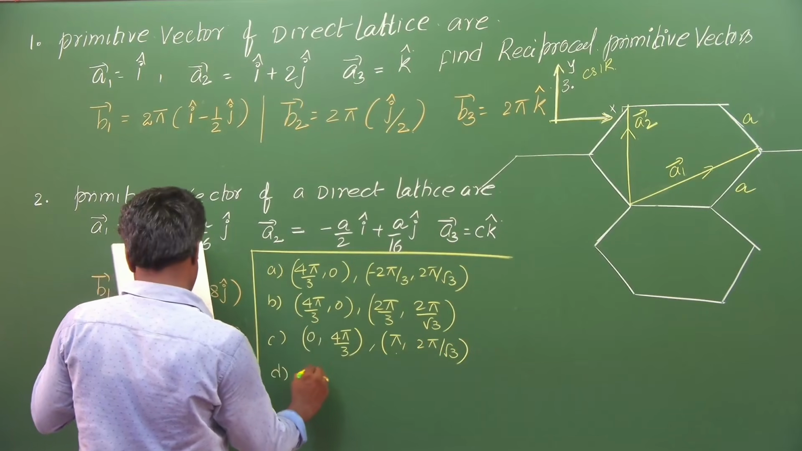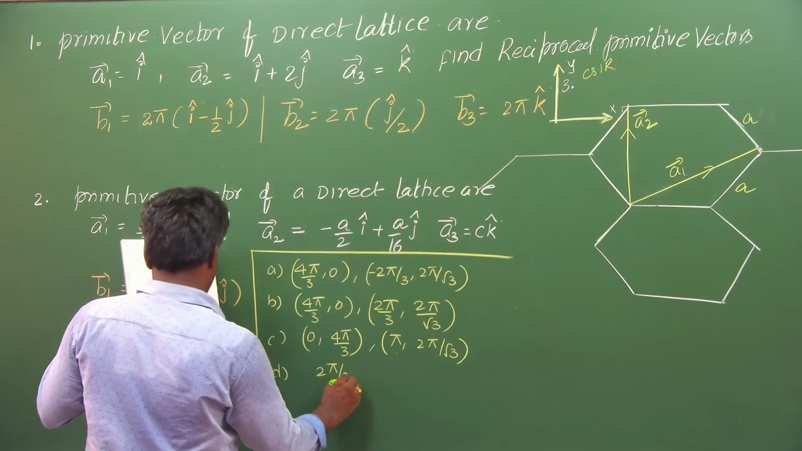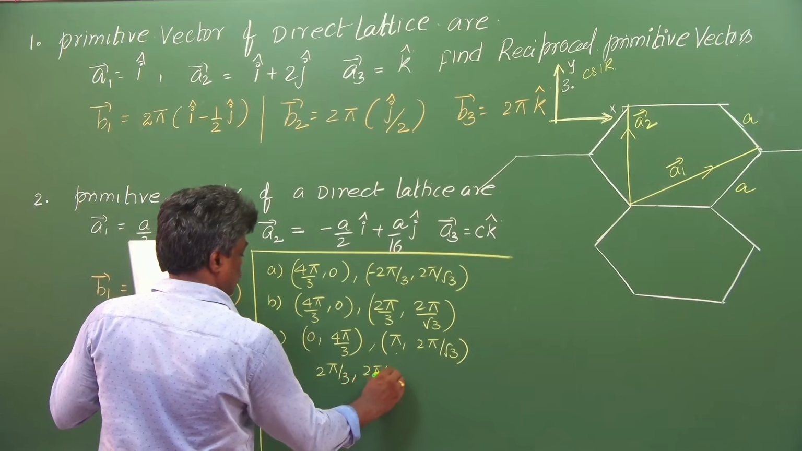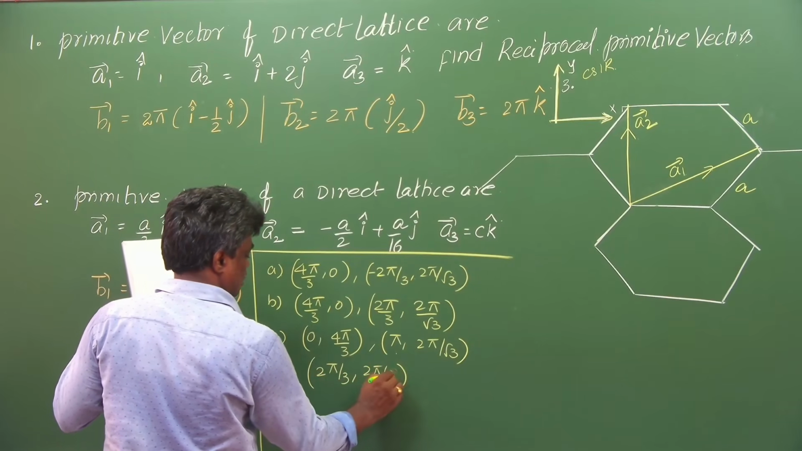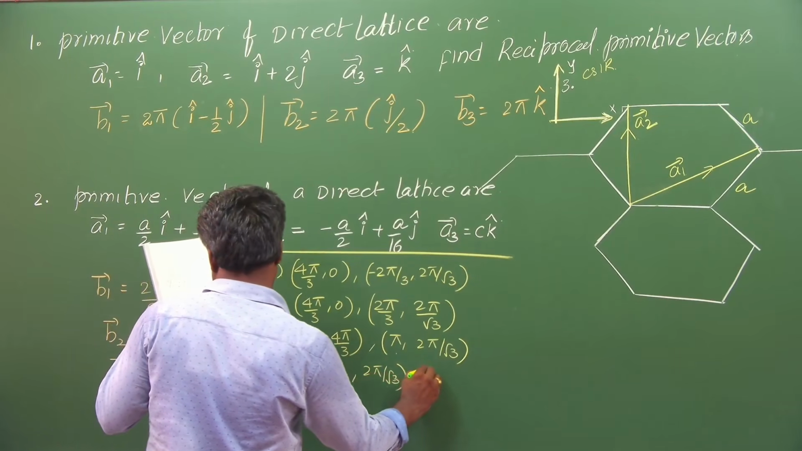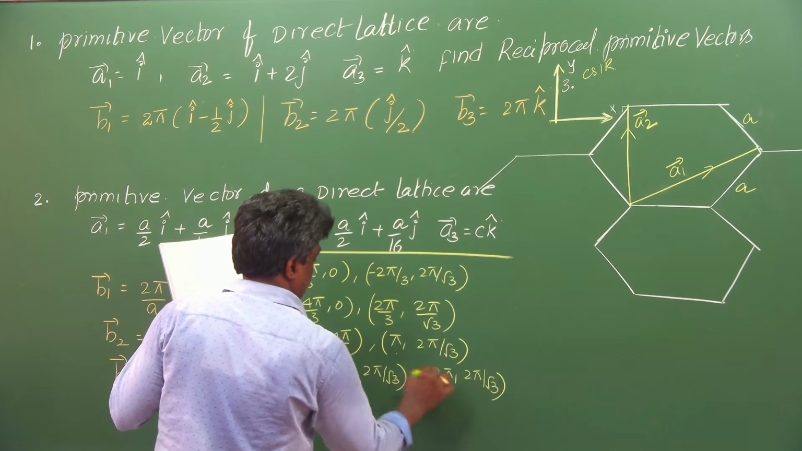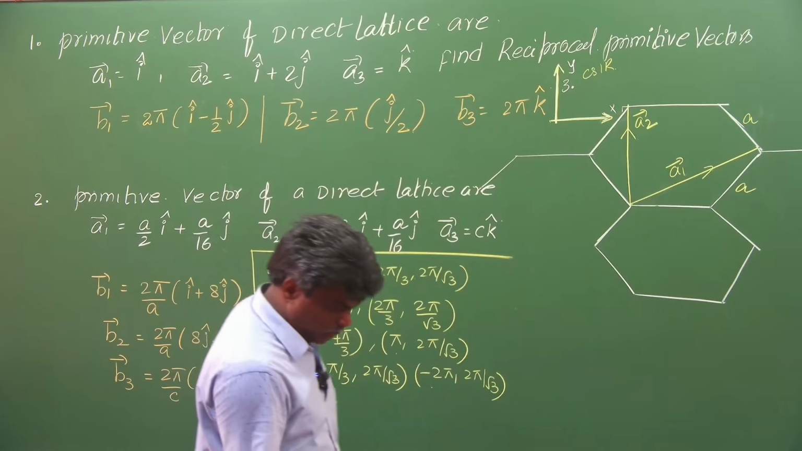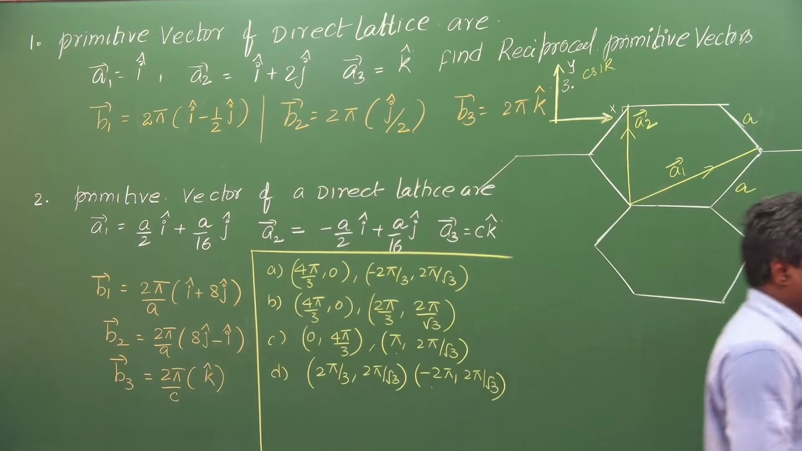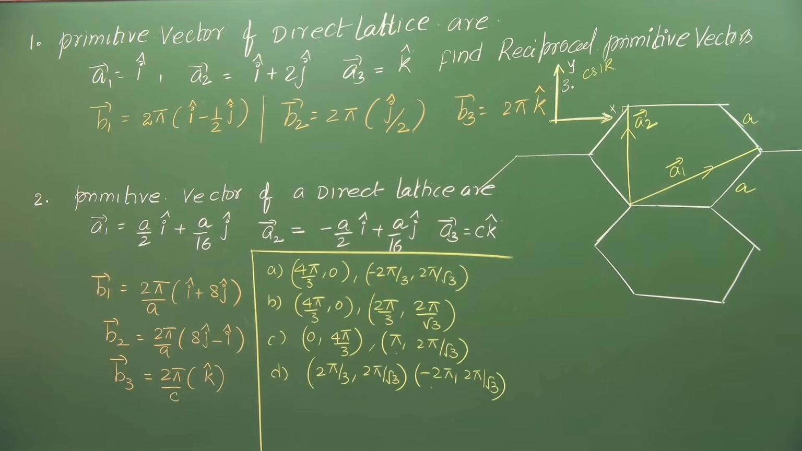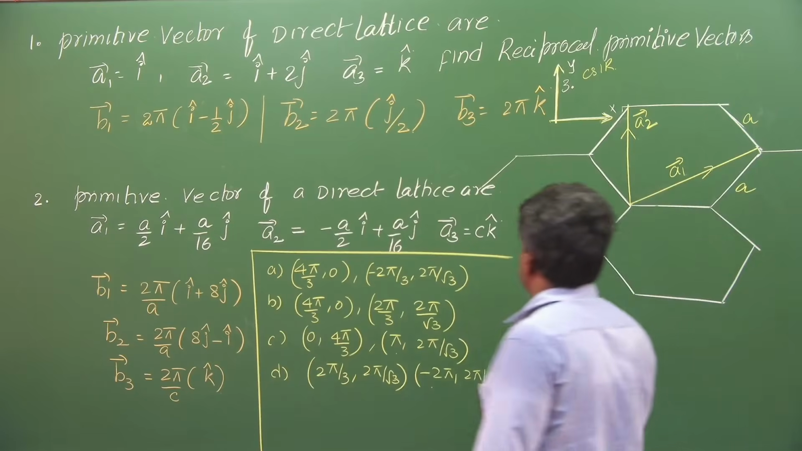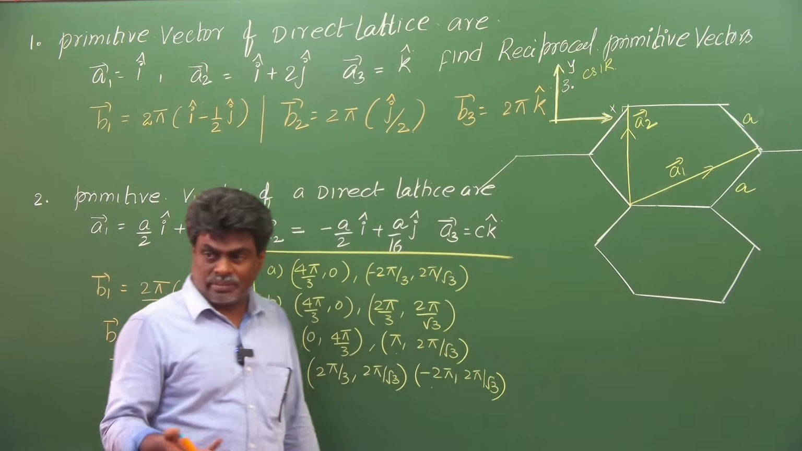Next, option D: 2π/3, 2π/√3, −2π, 2π/√3. Please try to learn how to solve the problems. Theory you will find everywhere, but try to solve the problems. Okay, right. I will start, you please finish it.